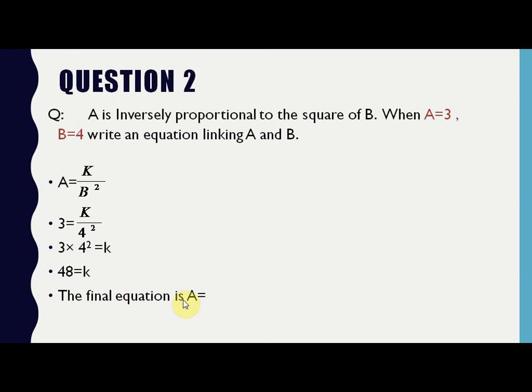Now we have to write the equation linking A and B. A is equal to 48 over B square. So these are the simple steps to find the value of K in inverse proportion, the same as in direct proportion. So this is the simple equation connecting A and B.